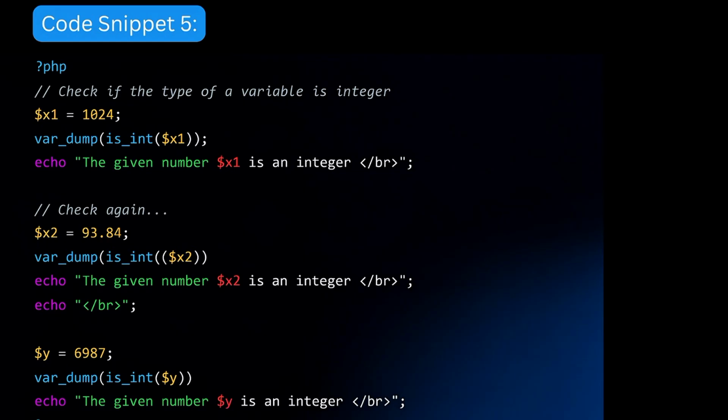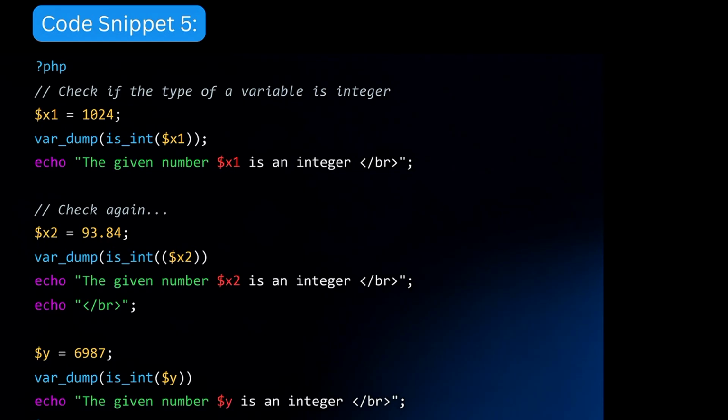Third check. Finally, the code defines another variable, $y = 6987. This value, like $1, is a whole number. Therefore, it qualifies as an integer. Running var_dump(is_int($y)) produces bool true, confirming that $y is indeed an integer. The output message then prints, the given number 6987 is an integer.